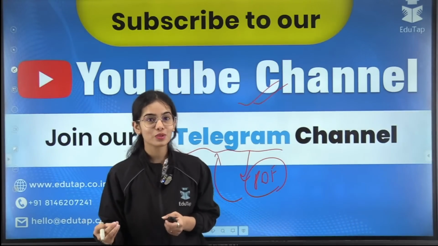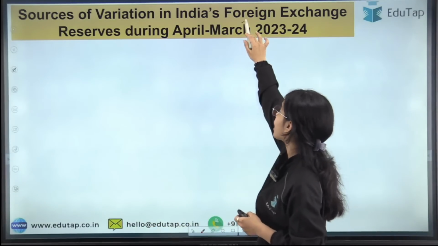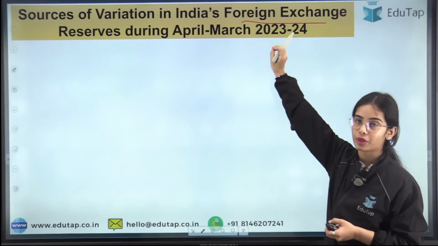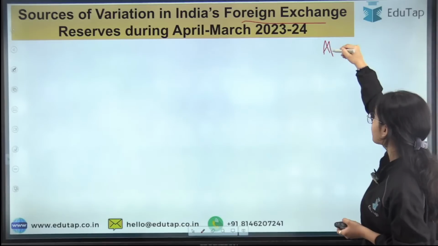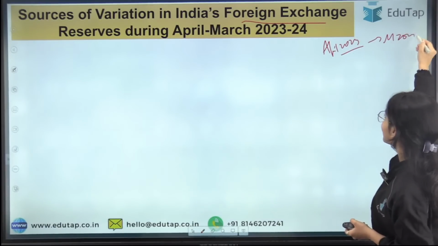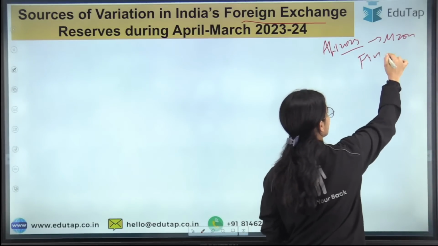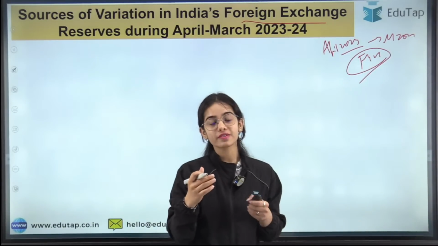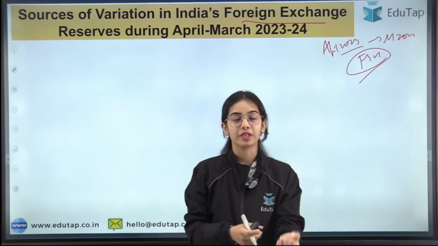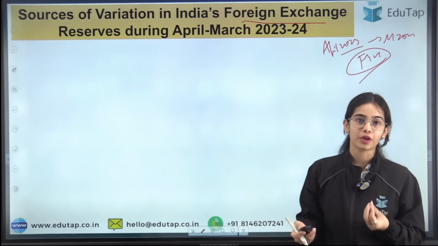So let's start with the news article. Let's start with the topic, that is the sources of variation in India's foreign exchange reserves during April to March 2023-24. So what has happened is that from April 2023 to March 2024, that is for the previous financial year, that is the financial year 24, the foreign exchange reserves have increased in our country. Okay, so why has the increase happened? So what is the source of variation in the foreign exchange reserves that we are going to understand?